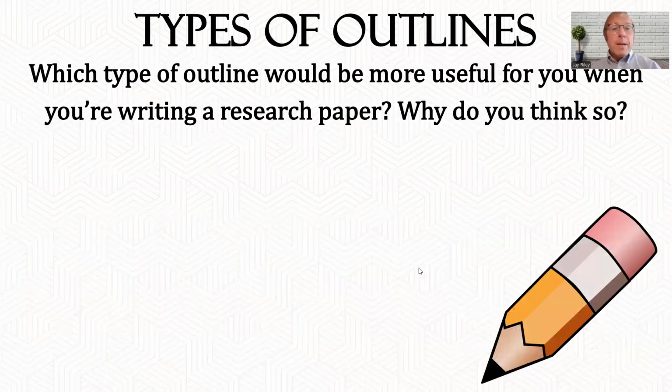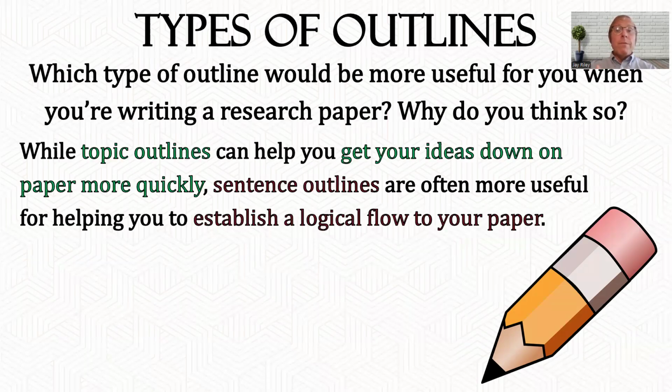So, looking at those two types of outlines, which do you think would be most helpful when writing a research paper and why? Now, remember what I said at the beginning of this video. It's what helps you to write more effectively. One strategy that I think is really great is you can start with a topic outline and then you can rewrite it as a full sentence outline. Why? Well, topic outlines are great for getting your ideas down. They're great for establishing a general flow. For example, I talked about doing an outline of a literature review.